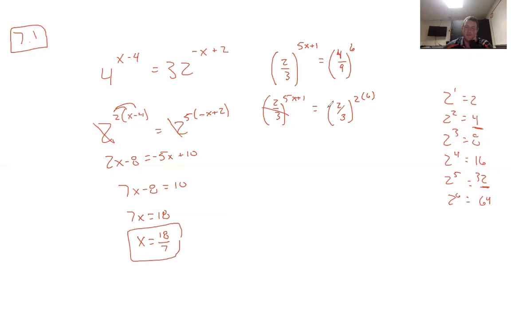The bases are the same now, so I can rewrite it and say 5x plus 1 is equal to 12, 2 times 6. Then subtract off 1, 5x is equal to 11, and divide by 5, x is equal to 11/5.